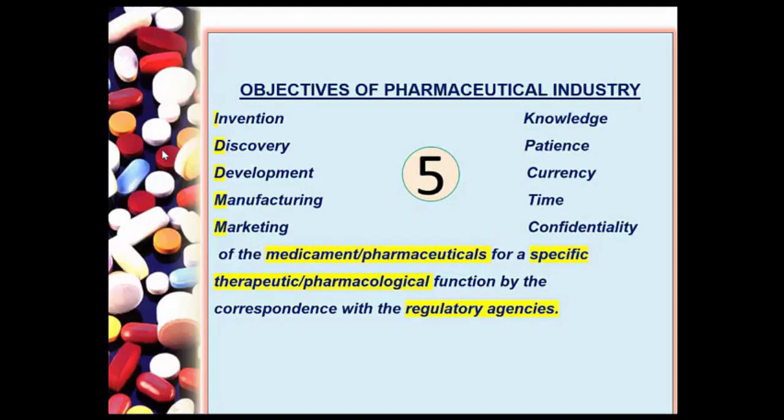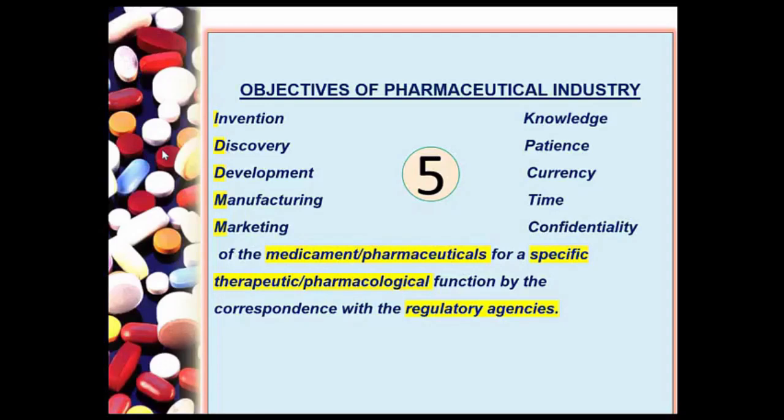So here I have highlighted I, D, D, M, M. These five are the Panchatantra for any pharma industry: I, invention; D, discovery; D, development; M, manufacturing; and M, marketing.